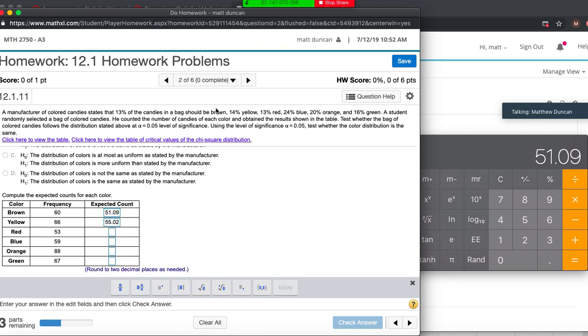And I think I can shortcut this a little bit. If you notice, 13% are supposed to be brown and 13% are supposed to be red. So then that's 51.09 as well.